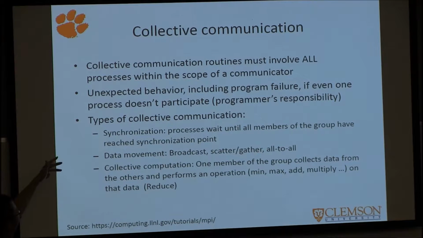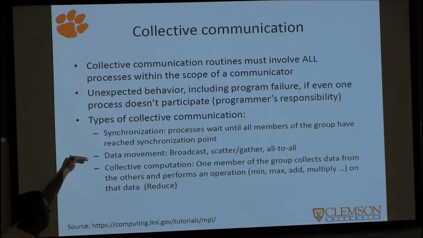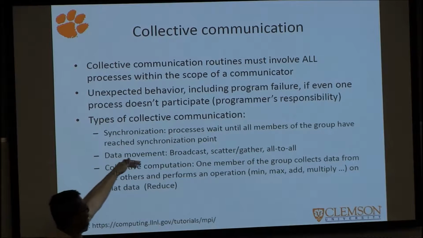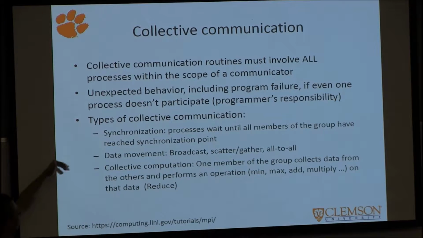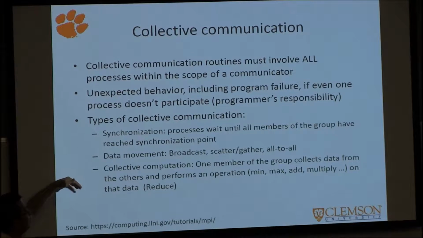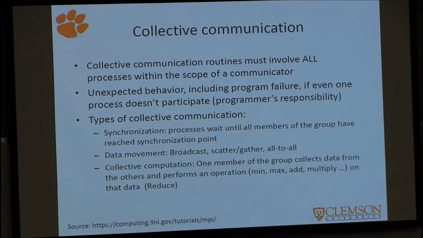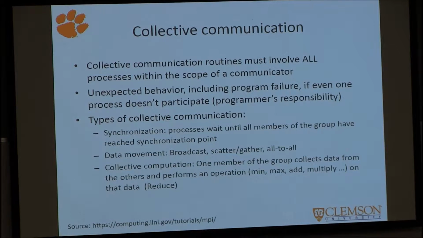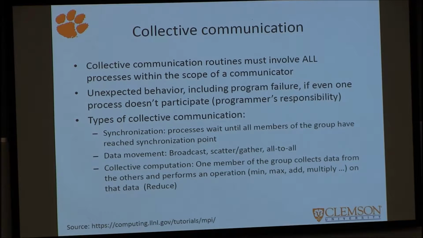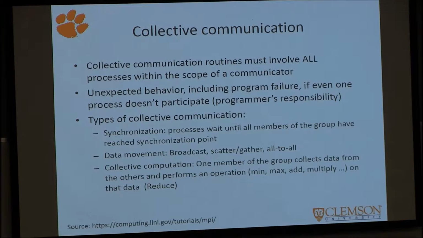So you basically have three types of collective communication. Synchronization: everybody waits until everyone reaches a certain point within the code. Data movement: you want to broadcast data, scatter the data, gather the data. And collective computation: you want to collect data from everyone else and perform an operation on that data, and you want the other participating processes to perform a partial operation on that data.